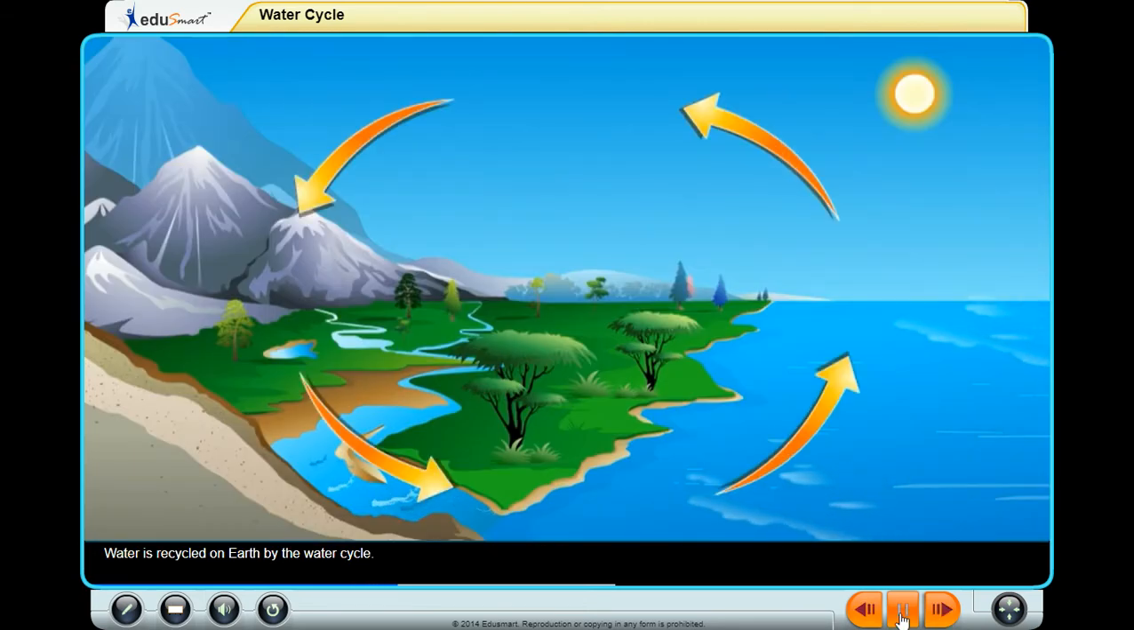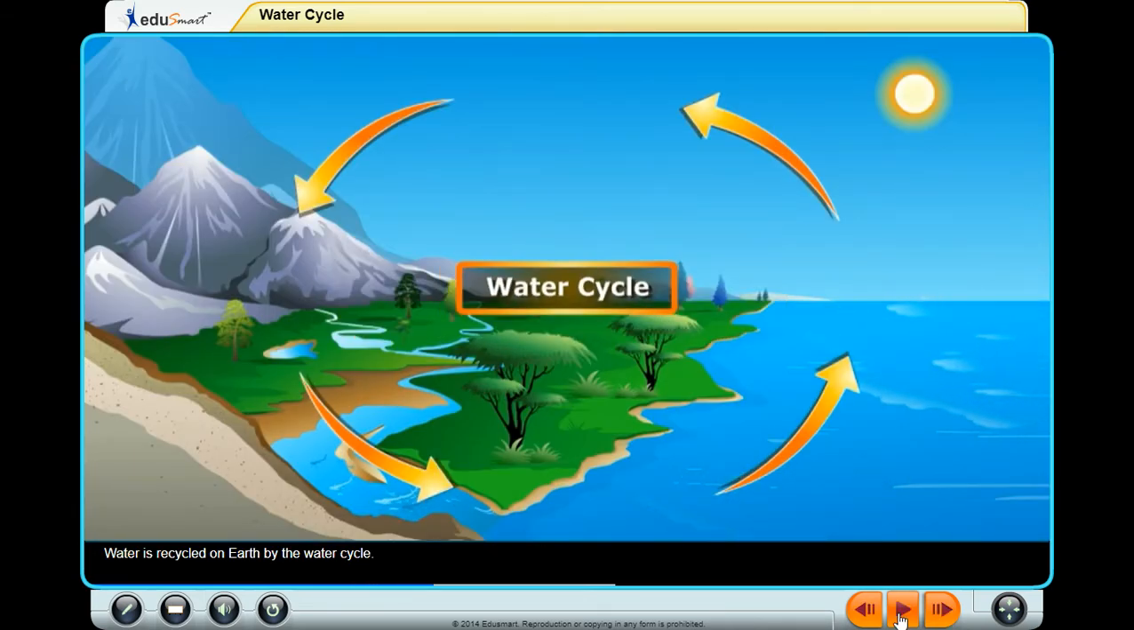Water is recycled on Earth by the water cycle. Okay, so just like you recycle, hopefully you're recycling at home, your cans and your plastic and all your things that can be recycled so that it can be used again. That's the same process with the water cycle. We're using that water again. Let's see how the water cycle works.